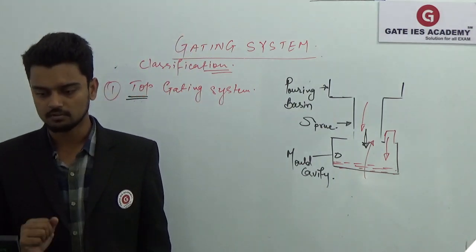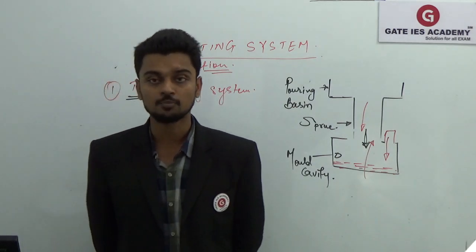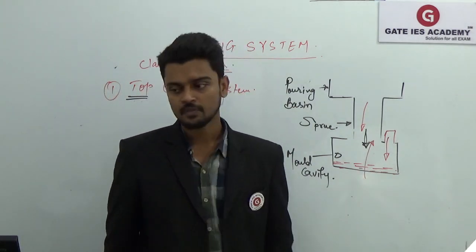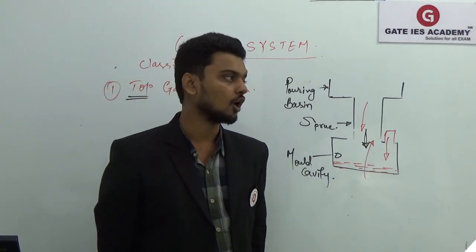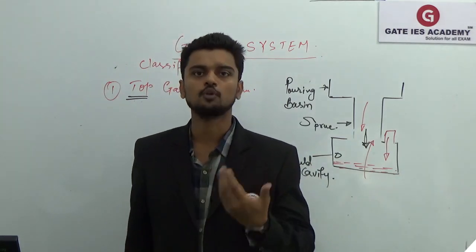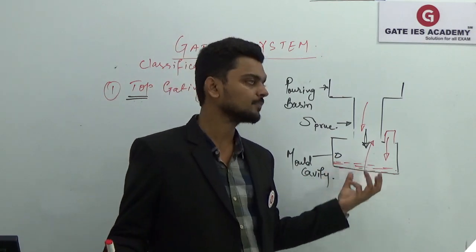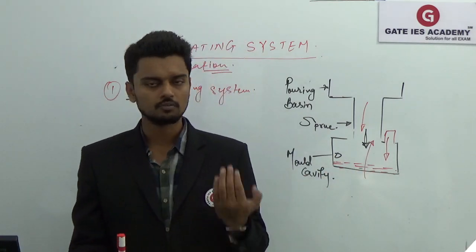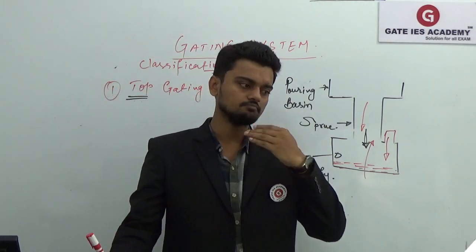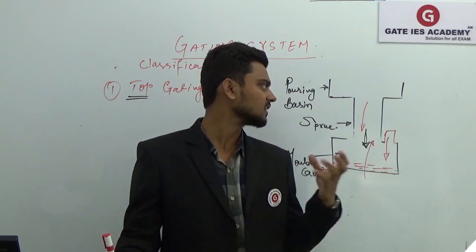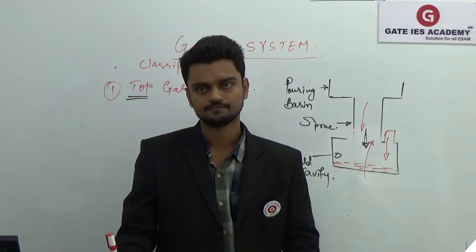It is written on this slide: metal from the gate reaches the bottom of the cavity initially, and hot molten metal will be present at the top. The hot molten metal at the top will take more time to solidify than the molten metal collected at the base. So the metal solidifies from the bottom towards the top, and there is no restriction given by solidified molten metal.